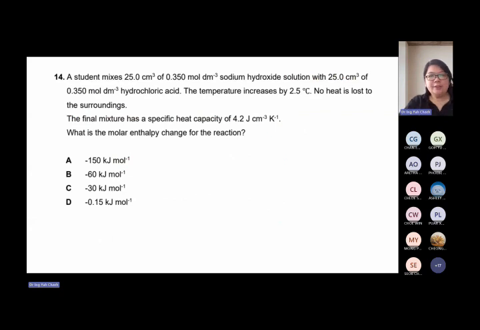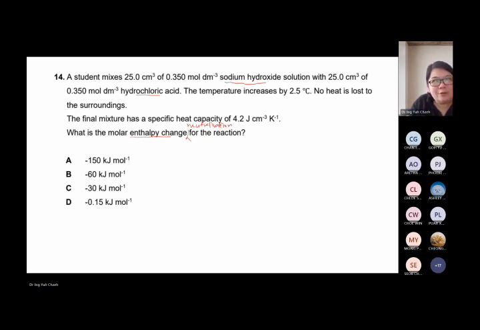Now, question 14. Question 14 is again an enthalpy change question. This is standard enthalpy change of neutralization. How do I know? Because I have sodium hydroxide and hydrochloric acid, aqueous solutions of these two, acid and base. So this is a neutralization reaction. That means we are calculating the enthalpy change of neutralization.